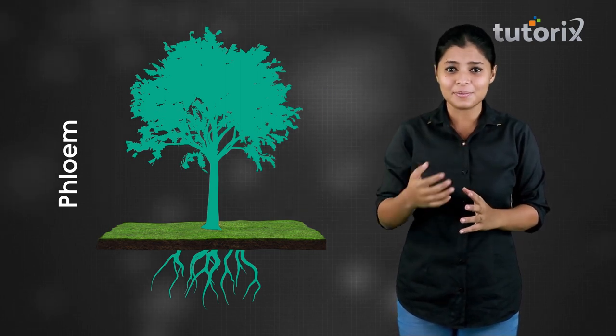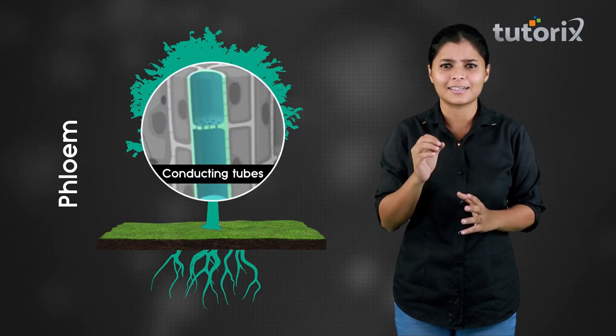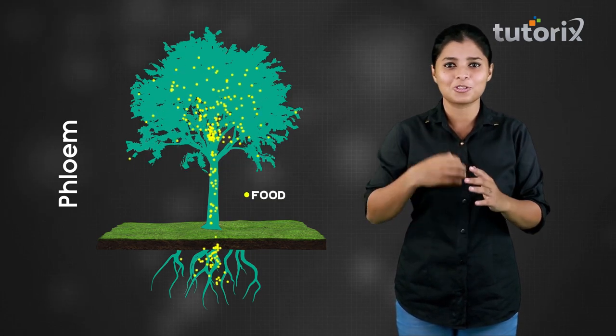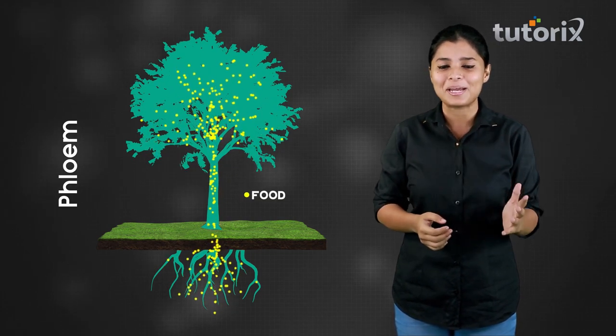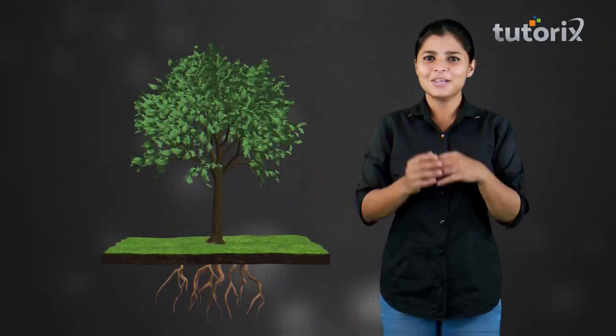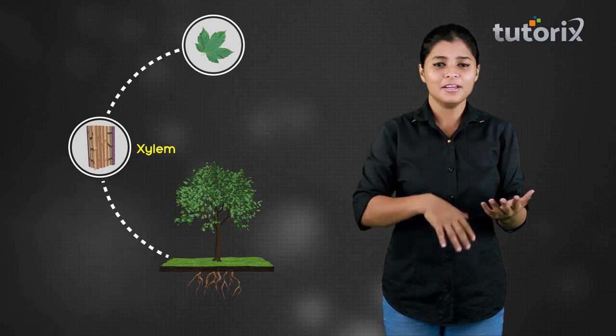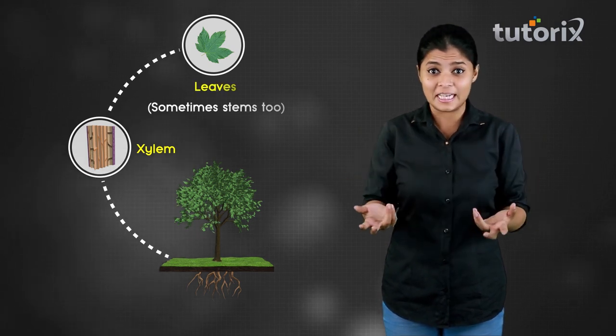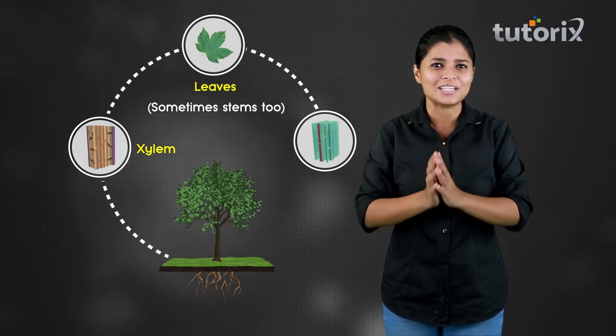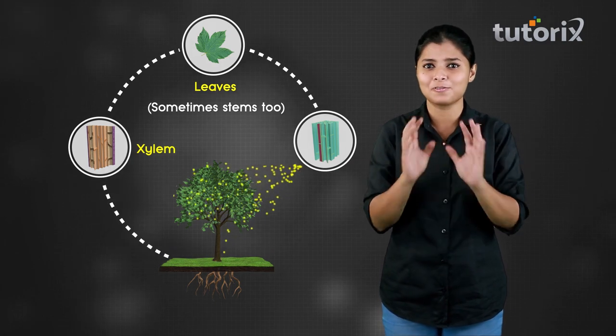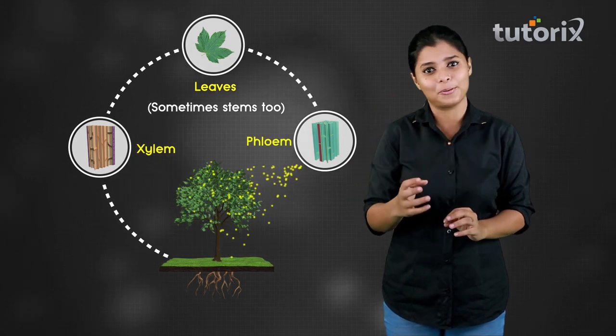Like xylem, phloem also consists of conducting tubes, which it uses to transport food products from the green parts to the other parts. So the xylem gets the raw materials and gives them to the green parts. The green parts, which are obviously the leaves, prepare the food and send it to various plant parts via the food delivery system, the phloem.